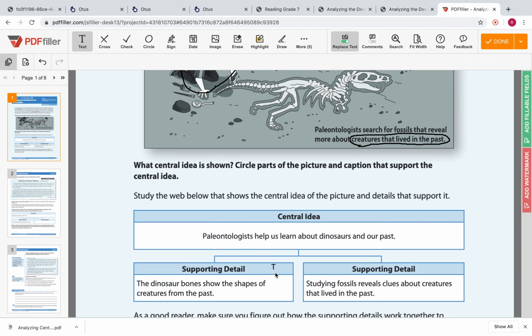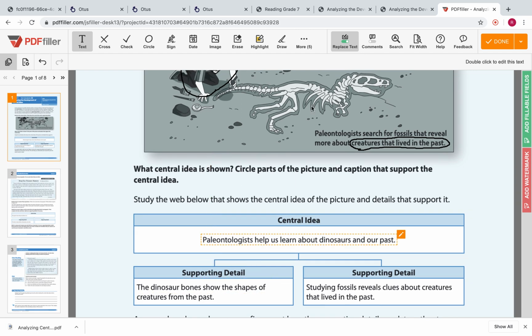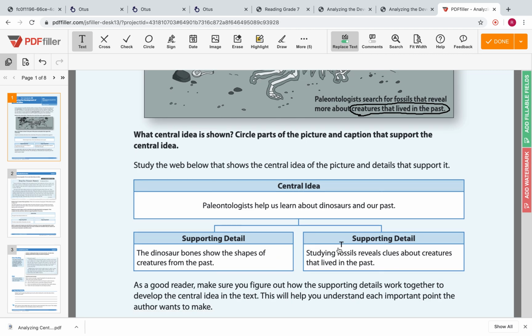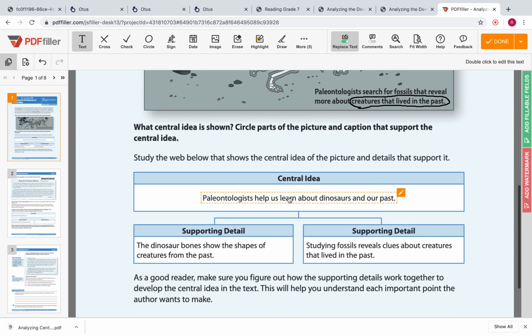So, what supporting details fall under this central idea? Supporting detail number one is that the dinosaur bones show the shapes of creatures from the past. The second supporting detail is that studying fossils reveals clues about creatures that lived in the past. So, if you notice, supporting details are always much more specific, and the central idea is much more general. The supporting details are very specific, they're facts, details, or examples from a text, or in this case, a cartoon, that help us determine the central idea.